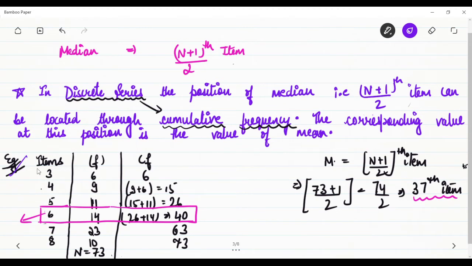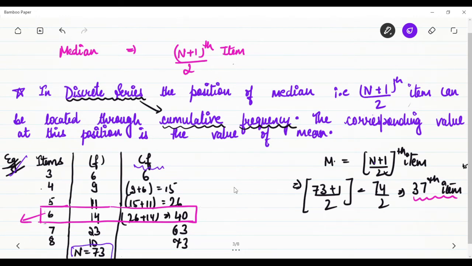We have been provided with different items and their frequencies. First, what is the requirement of the formula? We need to calculate n plus 1. So how do we calculate n? First, we need to calculate cumulative frequency, which is the addition of all the succeeding frequencies. So 6 plus 9 is 15, 15 plus 11 is 26, 26 plus 14 is 40, then 63 and 73. So here n is 73.